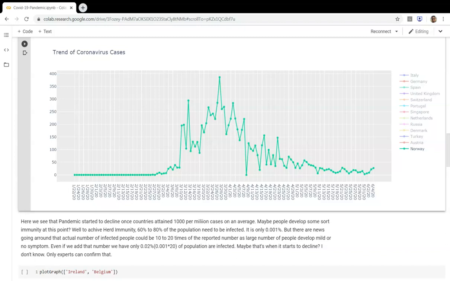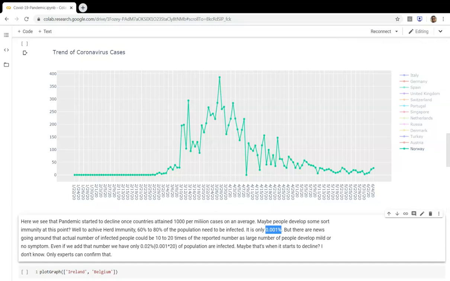To achieve herd immunity, 60 to 80% of the population need to be infected, and this 1000 per million cases is only 0.001% of the population, you know. But there is news going around that the actual number of infected people could be 10 to 20 times the reported number. As you know, a large number of people develop mild or no symptoms, so those people never get reported.